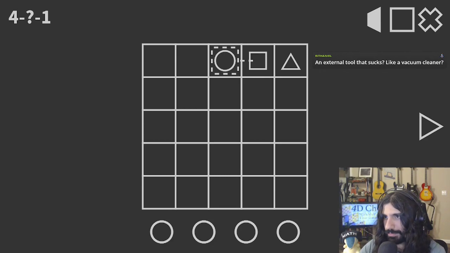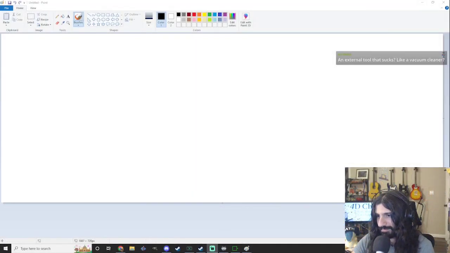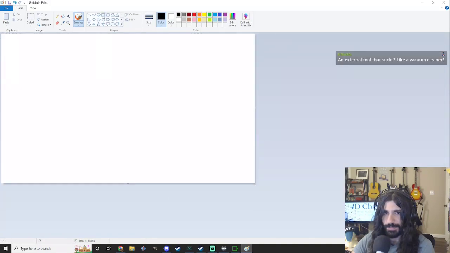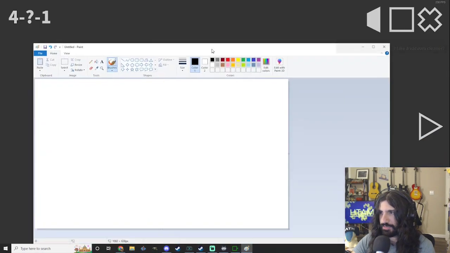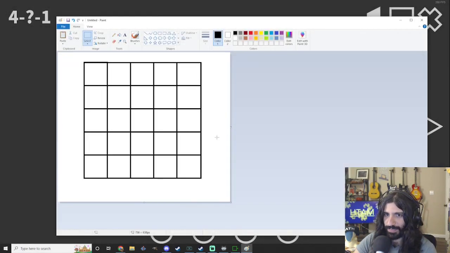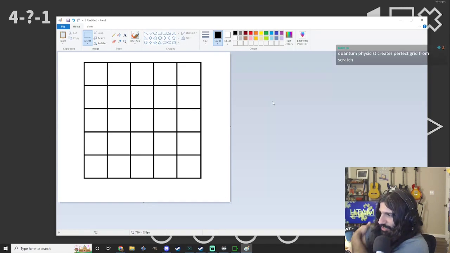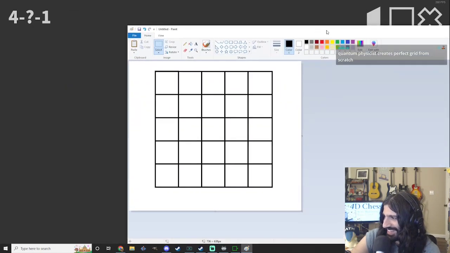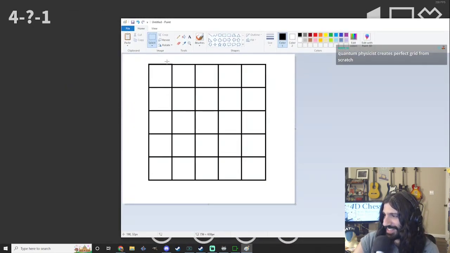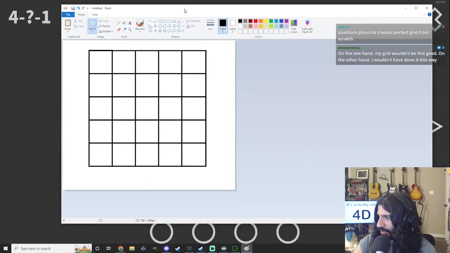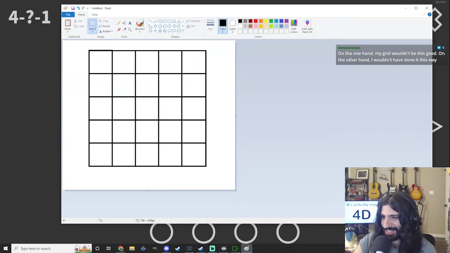Okay. Here, I need a grid. What's the easiest way to visualize this information? Okay, right, here we are. Screenshot and make gray transparent. Nope. Okay. Like what was during the rectangle building section. That's the best part of a stream. All right, so put it in here. On the one hand, my grid wouldn't be this good. On the other hand, I wouldn't have done it this way.